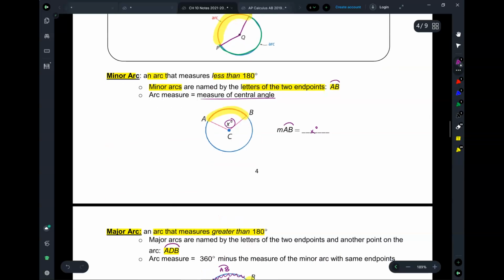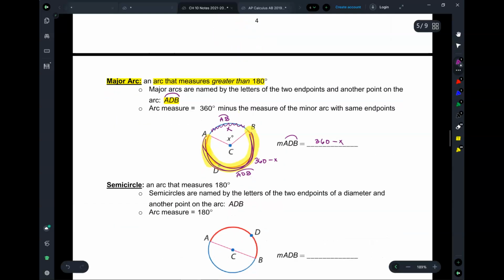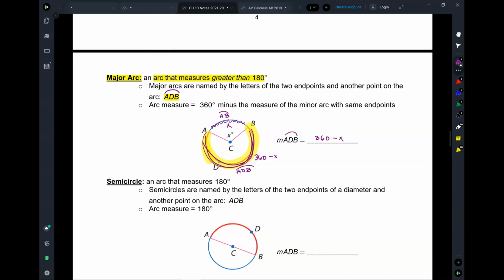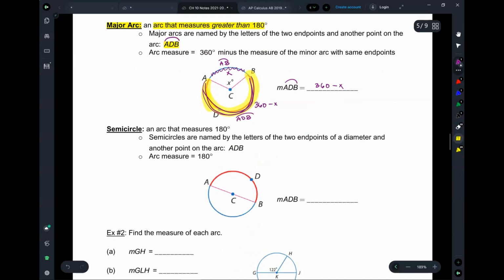Okay, so we talked about an arc that's less than 180 degrees. That's a minor arc. An arc that's greater than 180 degrees, that's a major arc. Well, what happens when the arc is 180 degrees? Well, 180 degrees is exactly half of that circle, so it's called a semicircle. Semicircles are also named by the letters of the 2 endpoints of the diameter and another point in the arc. So it's the same notation as a major arc. So this one, for example, is arc ADB, like this.